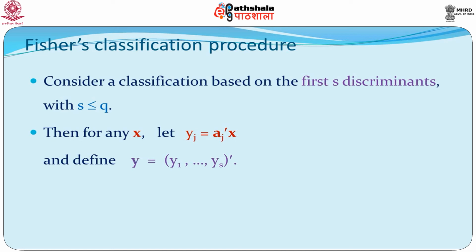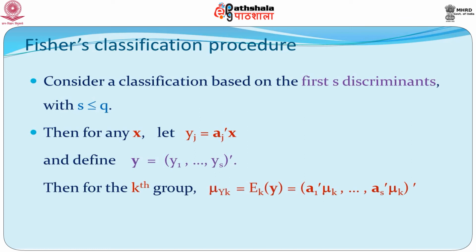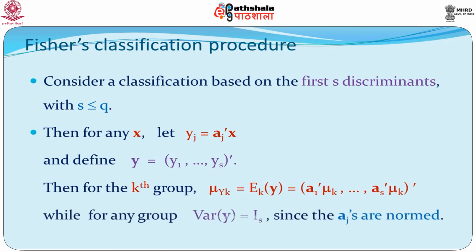Now, for the kth group, the expected value of y would be mu yk, because the kth group will have mean mu k for the x's, and hence it will have mu yk as the mean of the y's for the kth group. And for any group, the variance is going to be an identity matrix of order S. This is because, mind you, the a's are normed. So, the variances would be 1 and they are uncorrelated to each other, orthogonal to each other. Therefore, the covariances would be 0, and therefore, the variance of y would come out to be I_S.